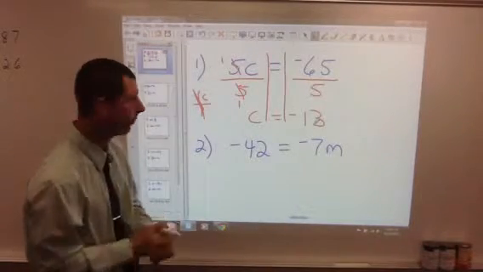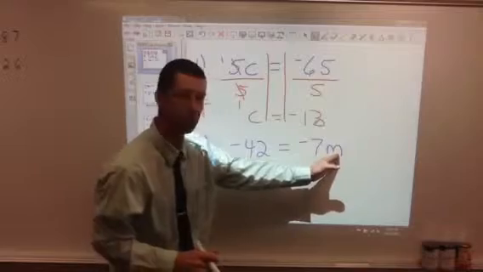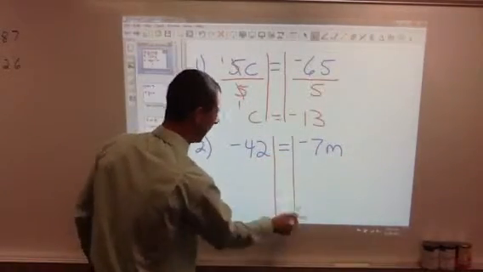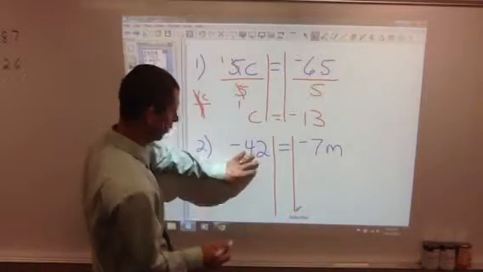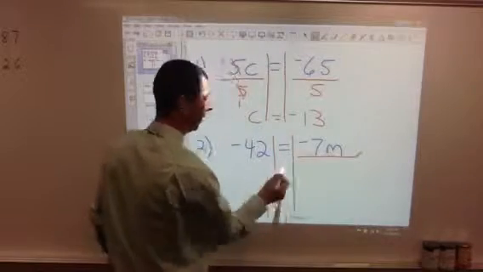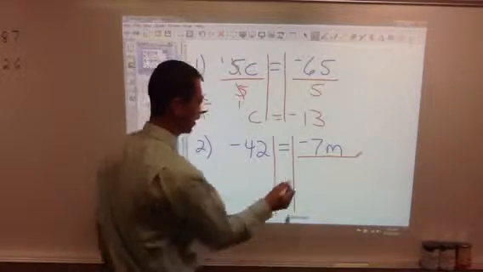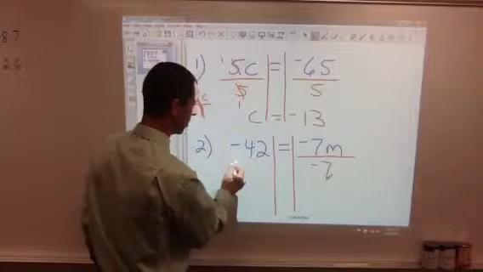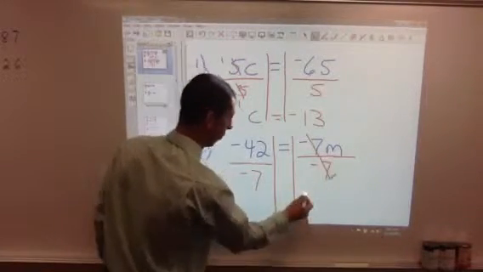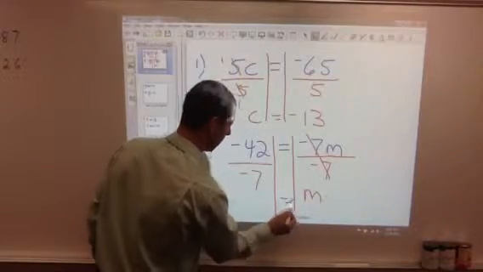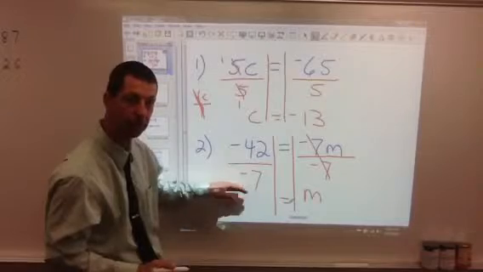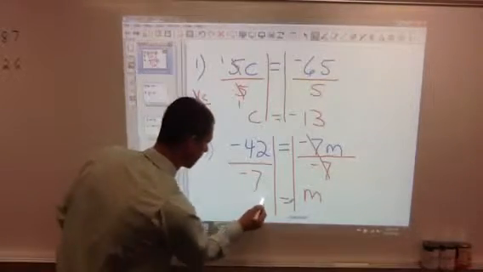All right, similar problem. The only thing different here is our variable is on the right side. That's okay. Leave it there. So we'll divide it into 2 parts again. This is one side. This is the other side. We want to get rid of the negative 7, so we've got to divide by negative 7. So we divide both sides by negative 7. The 7's cancel. We're left with m over here equals, now negative 42 divided by negative 7, that's positive 6.